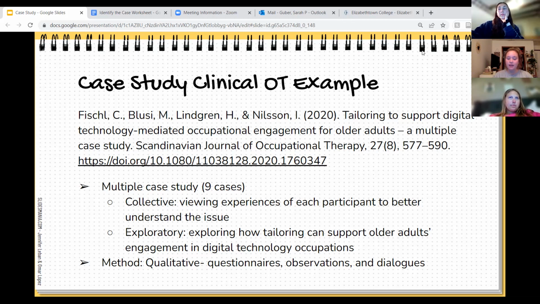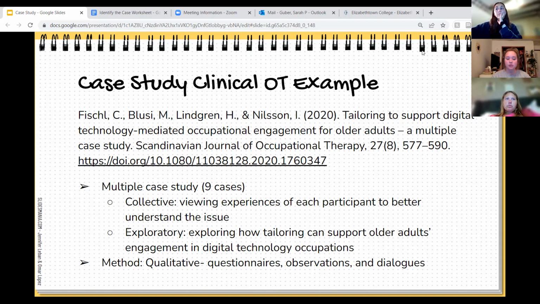So as I just said, this is a multiple case study. They're looking at 9 cases of older adults to see how tailoring the occupation may help them to be more successful in using digital technology. So this is collective. They're viewing the experiences of each participant to better understand this issue or phenomenon, and it's exploratory because they're seeing how tailoring can support their engagement.